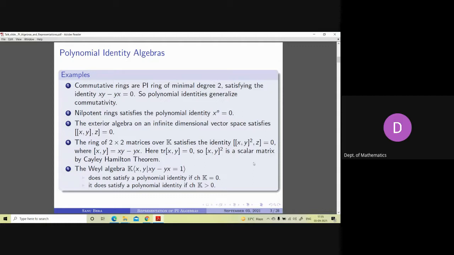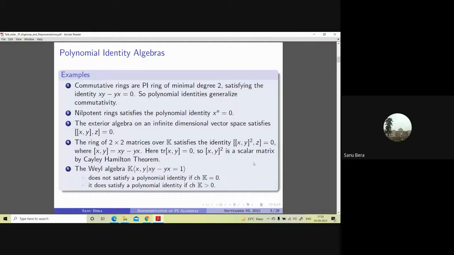So, Sanu, you have not defined what is meant by this commutator symbol xy. Yes, I have not defined it in example 3, but I have defined it in example 4, where the additive commutator means xy minus yx.